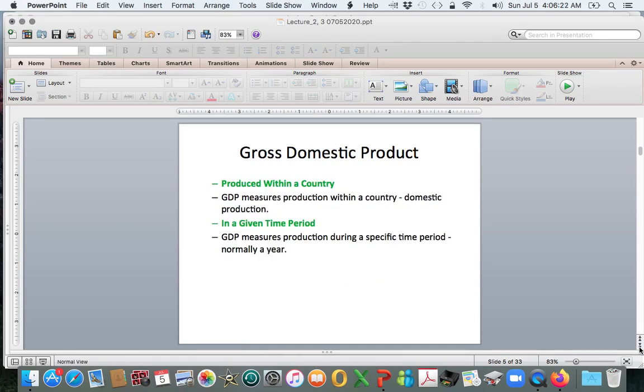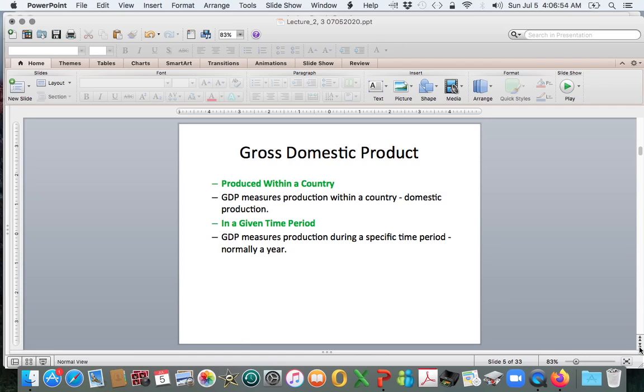Now, produced within a country, whatever is your country of choice, the domestic production of that nation is utilized in order to call it a gross domestic product. In contrast to a different term you may be familiar with, known as GNP, or gross national product, which is the measure of any goods and services produced by any national of a particular country in a given time period.